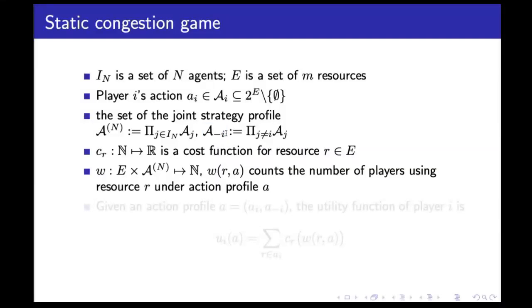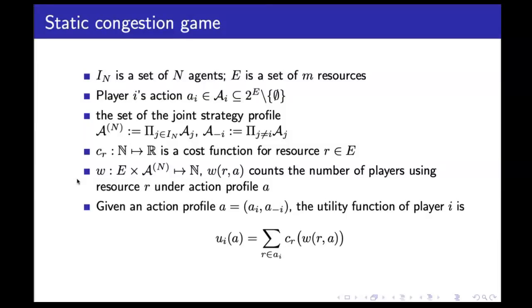And this C_R denotes the cost function for using the resource R. So it's a function from the number of players to your cost. And W here is just a counting function. Under the current joint profile of all the players, how many people are using resource R? Just count the number.